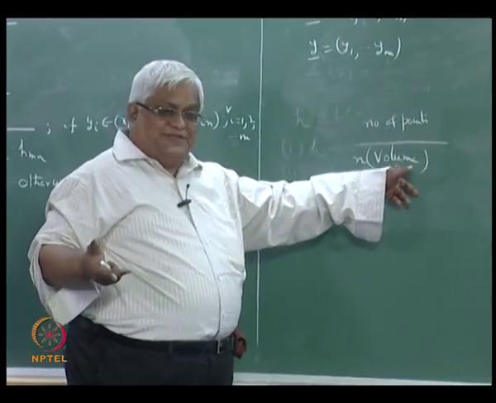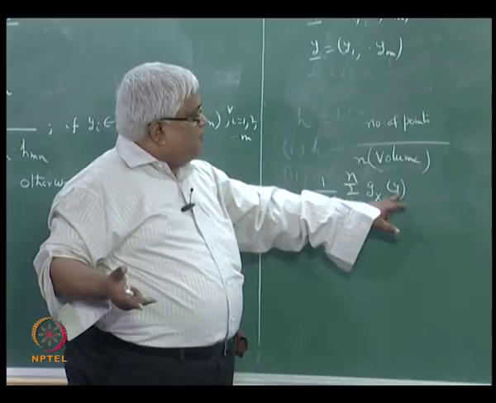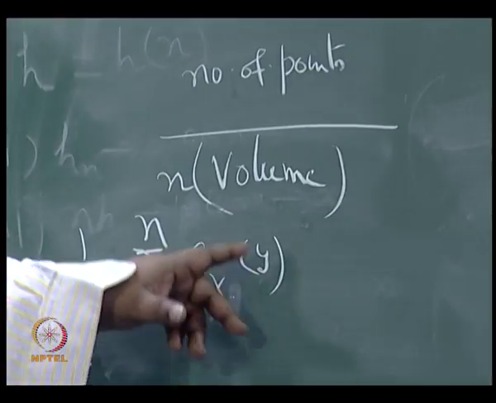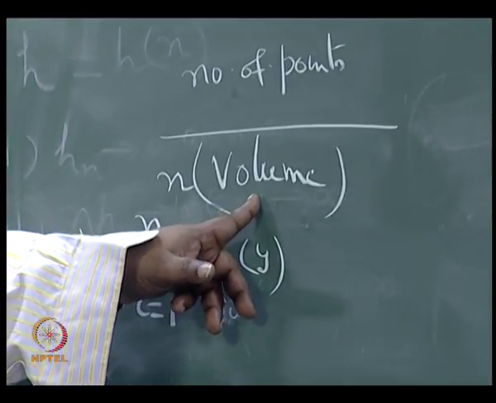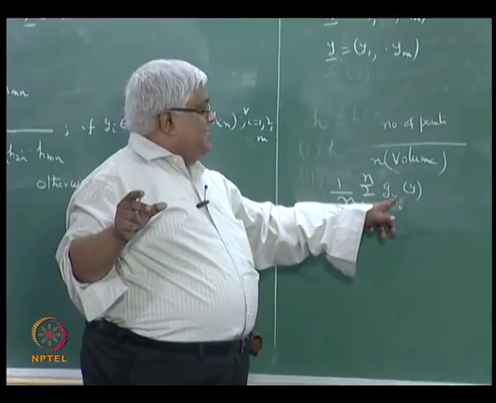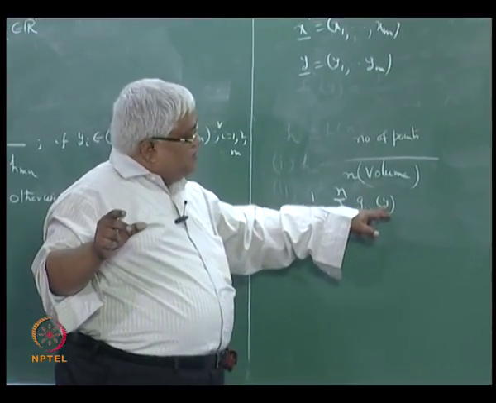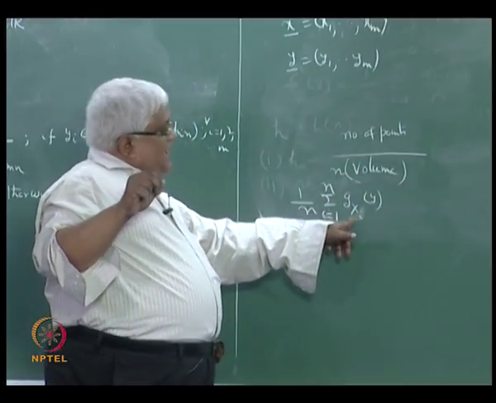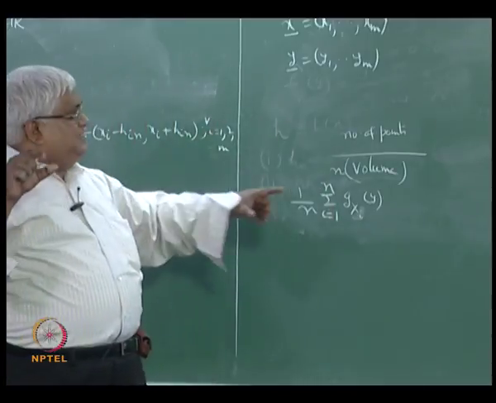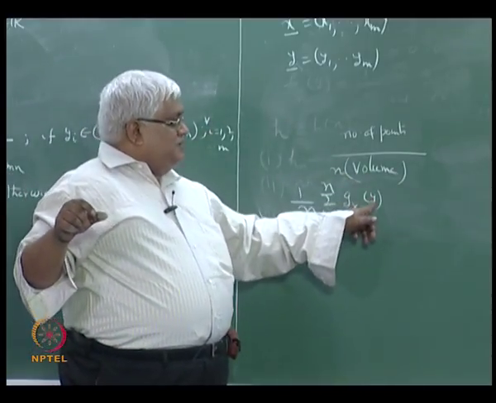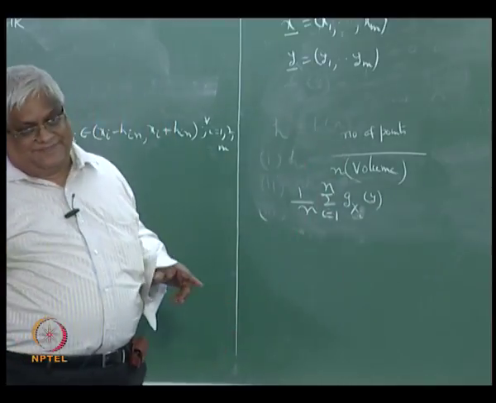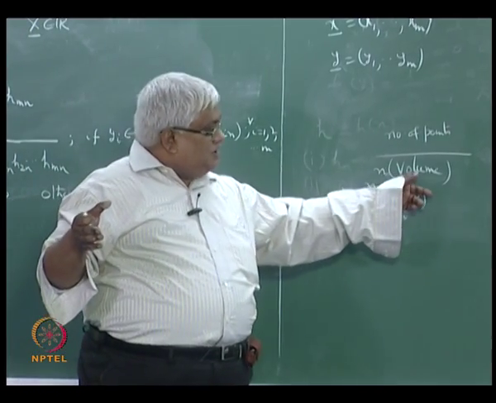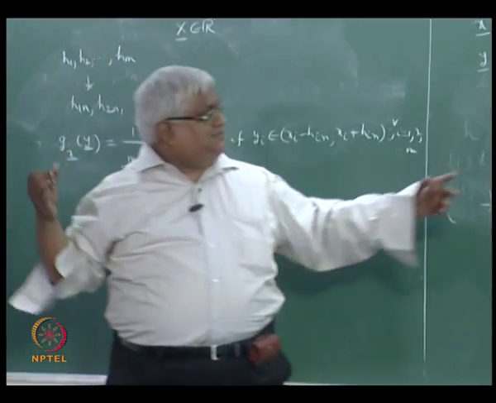And you have volume here, and this is the number of points in the rectangle of this volume around y, the number of xi's lying in this volume around this point y. Among these xi's, how many points are lying in this volume around y? That is this number of points.